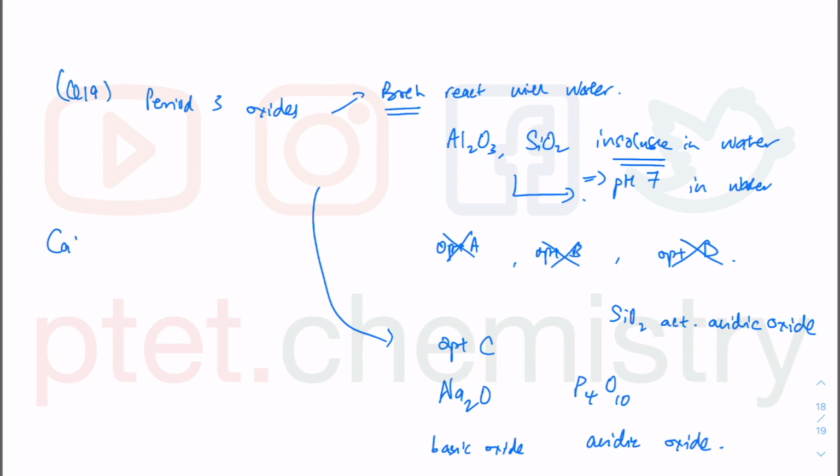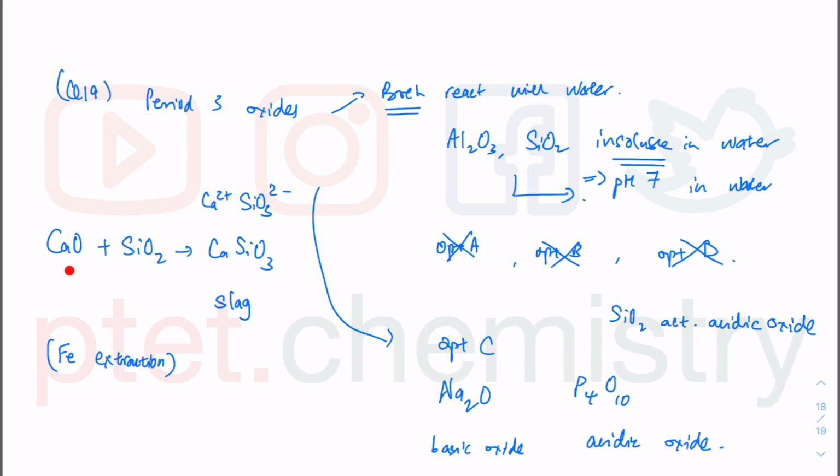When you have calcium oxide as well as SiO2, this gives you calcium silicate. Imagine that calcium 2 plus, SiO3 2 minus, this is calcium silicate, and this is slag, and this is in the extraction of iron in the blast furnace. When you use limestone as one of your starting materials, it decomposes to calcium oxide, and then you want to remove the acidic impurities such as SiO2, they will react with the calcium oxide and give you slag, which will be separated off from your iron, which you can extract after that from the molten bit.